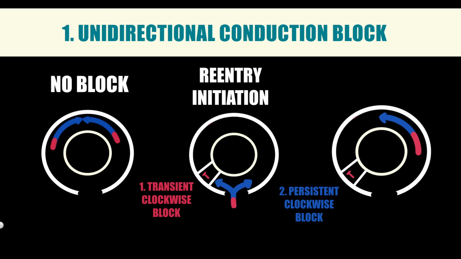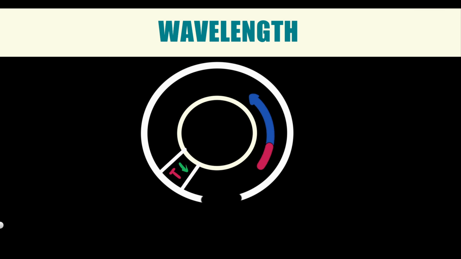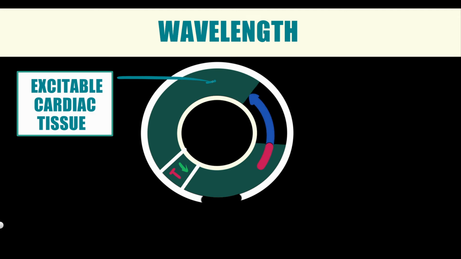Also, reentry can occur when persistent unidirectional block is present. In this case, impulse can pass in clockwise direction, but when it goes around the circle, it can be propagated through the block region in counterclockwise direction and continue to repeat the circulation around the circle. In addition to unidirectional conduction block, for reentry to occur, the impulse that is conducting around the circuit must always find excitable tissue in the way of propagation.